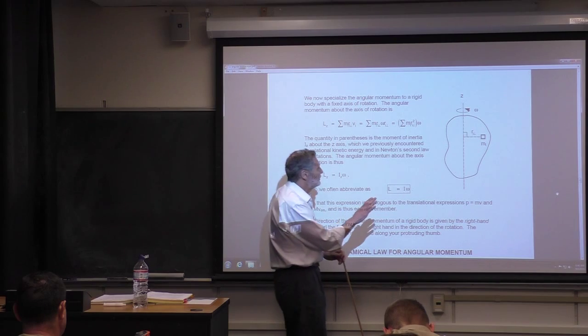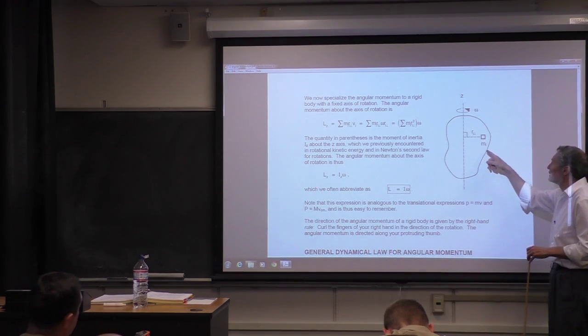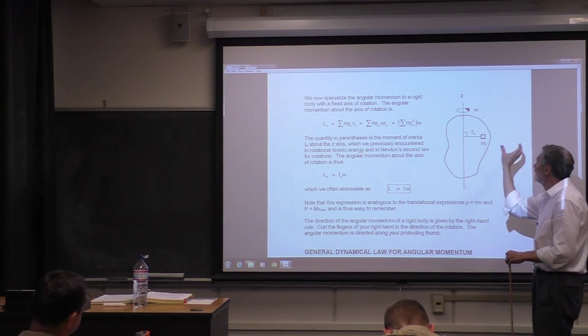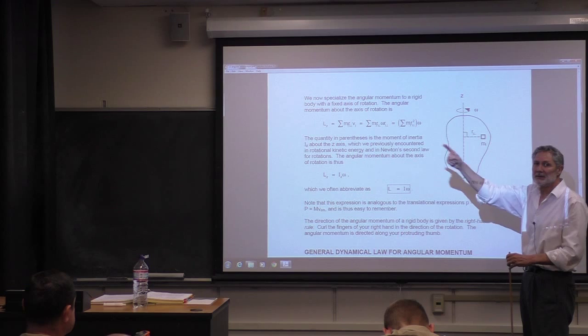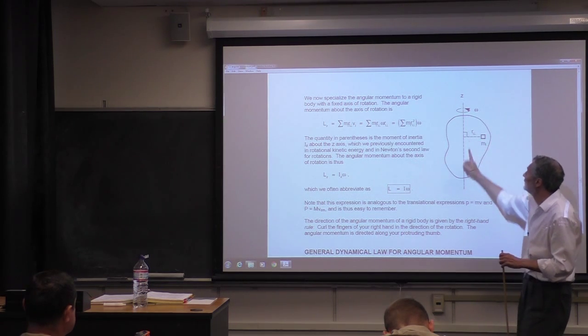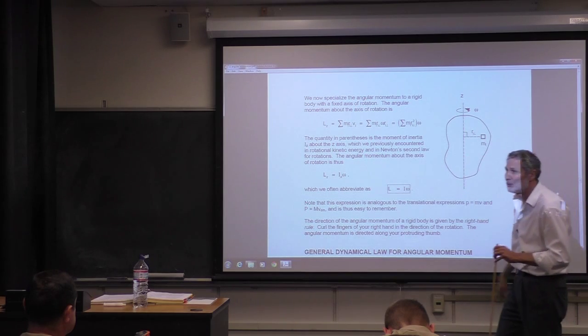And by the way, the direction of the angular momentum here: all of these particles contribute up if it's spinning this way. So the angular momentum here is going to be directed that way. If it were spinning the other way, we would get the opposite. The angular momentum is pointing down.